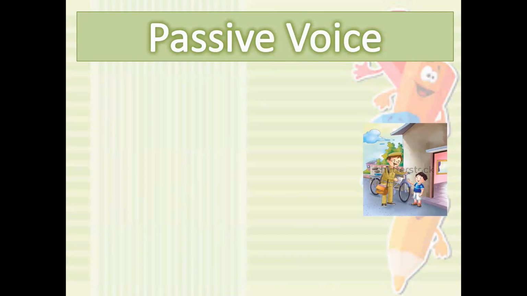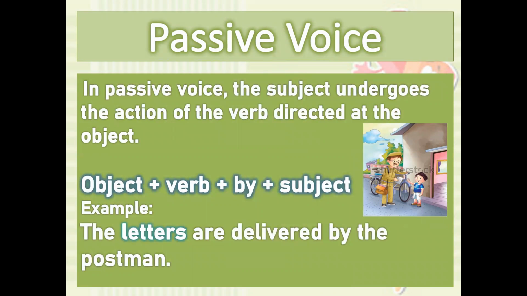Now, let's come to passive voice. So, students, in passive voice, the subject undergoes the action of the verb directed at the object, right? The object comes first, then the verb, by, and the subject in the sentence. The letters are delivered by the postman. The sentence is now in passive voice, right?